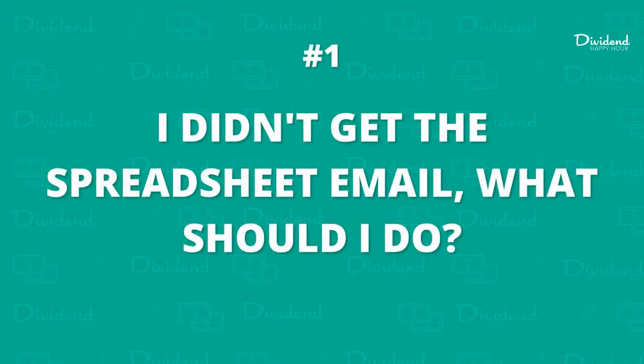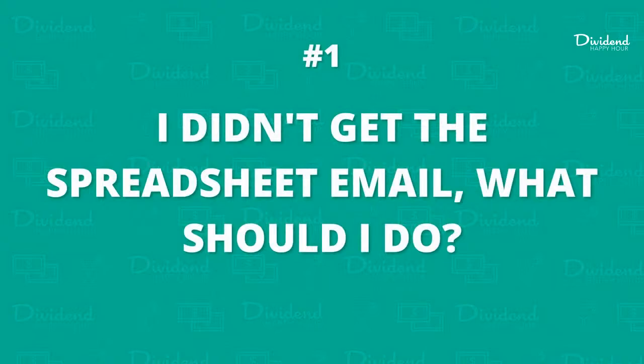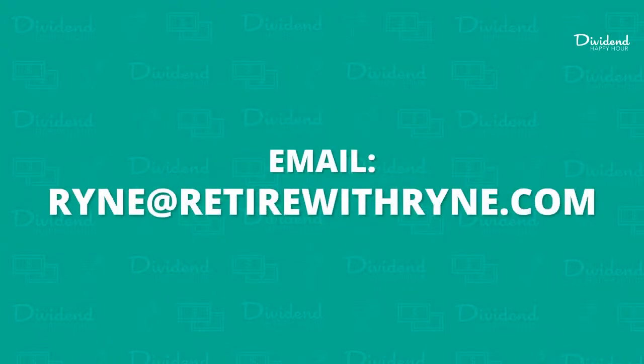Okay, question number 1 that I have been getting is, I didn't get the spreadsheet email. What should I do? Okay, so what happened? You click the link to get the spreadsheet, you input your email, and you're supposed to receive an email with the spreadsheet link. For some people, they're not getting that email. It's a minority for sure. But in case you did not get the email containing the spreadsheet link, all you need to do is shoot me an email real quick. Ryan@retirewithryan.com. If you shoot me an email, I'll just email back the spreadsheet links manually.